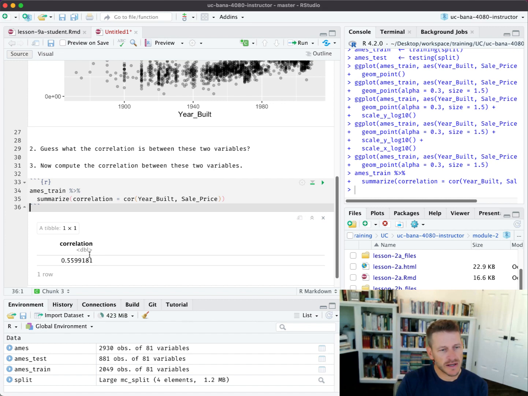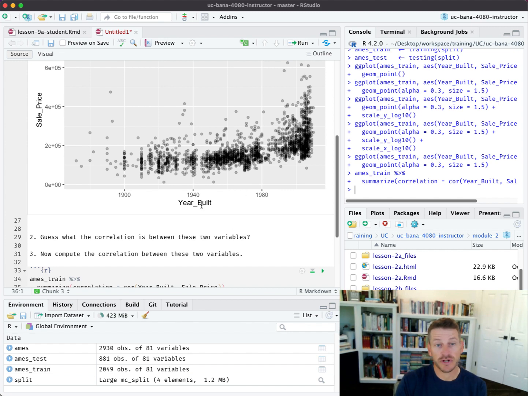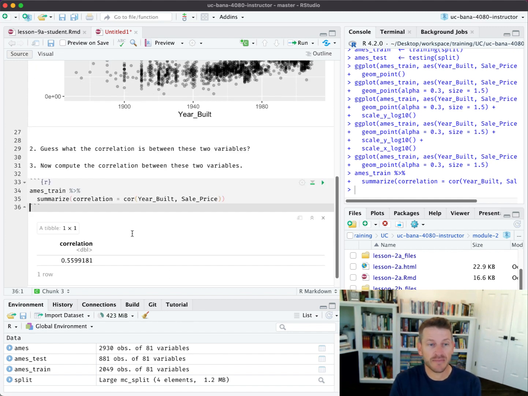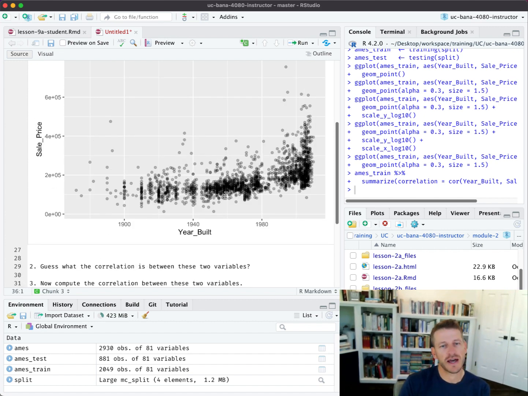But we can see that we have what we would consider maybe a moderate relationship. If we compare this to the square footage of a home, it's definitely less strong, or less of a strong positive linear relationship than square footage and sale price had. But there is a relationship that looks like that does exist.